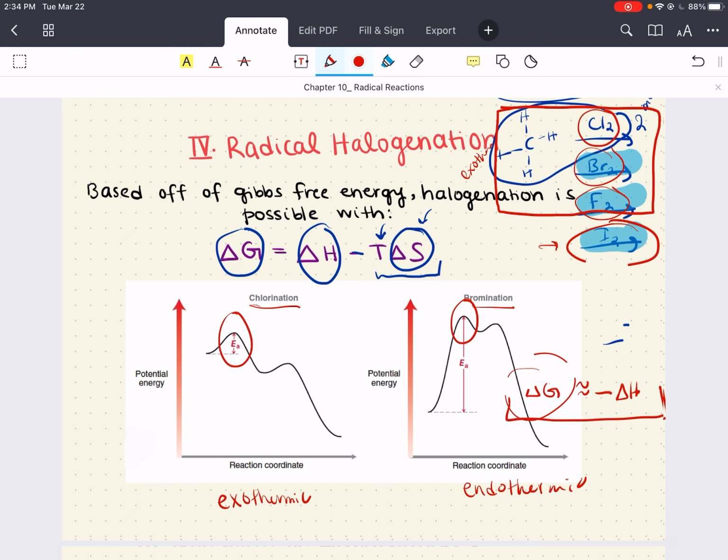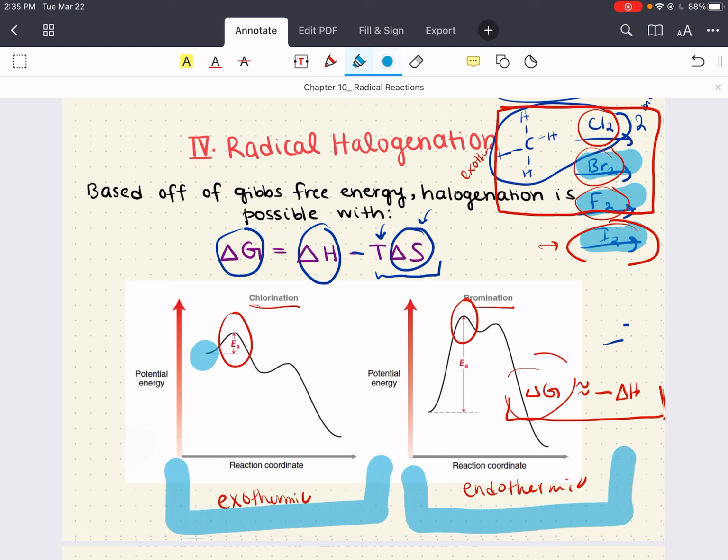It's exothermic for chlorine and endothermic for bromine. Now, even though the general complete process for both is exothermic, like we initially said, compare start and end. They're both exothermic processes. Bromination is actually going to occur a little more slowly than chlorination as a consequence of the rate determining step.